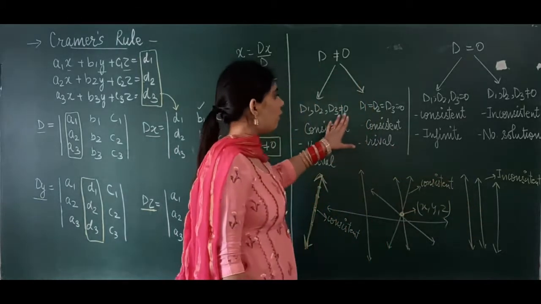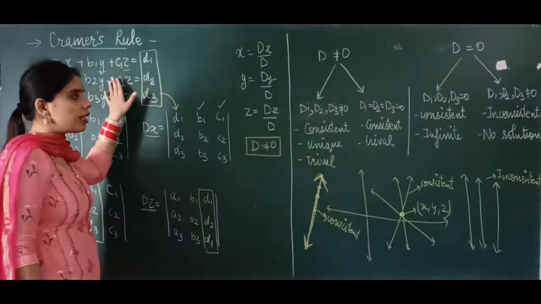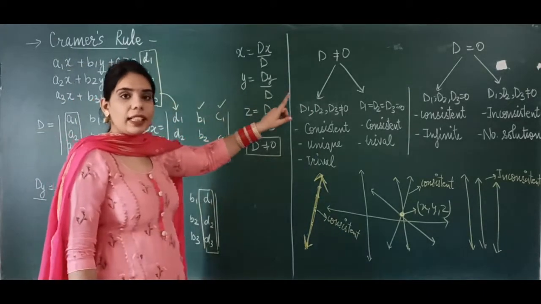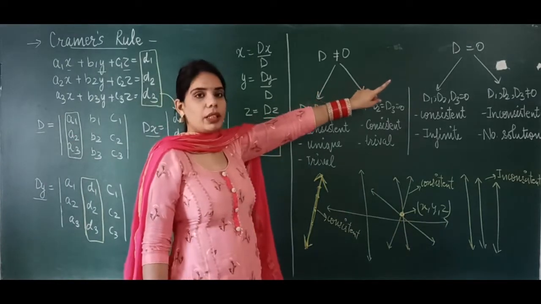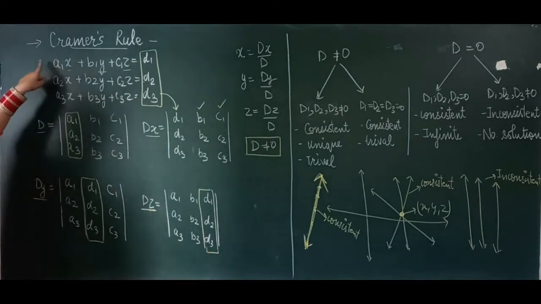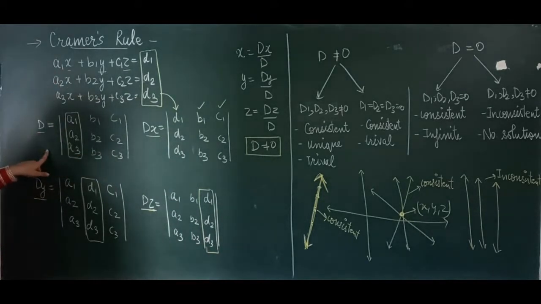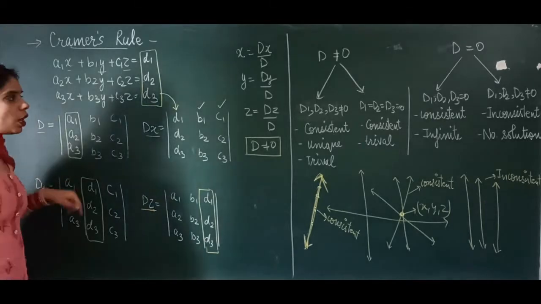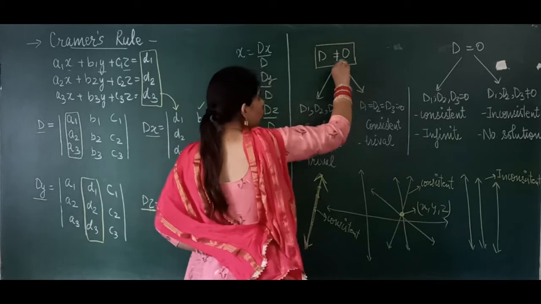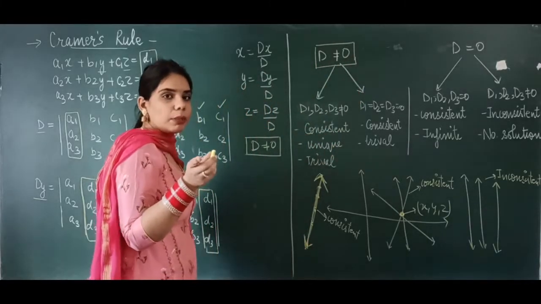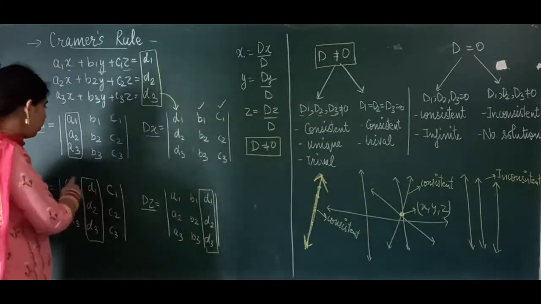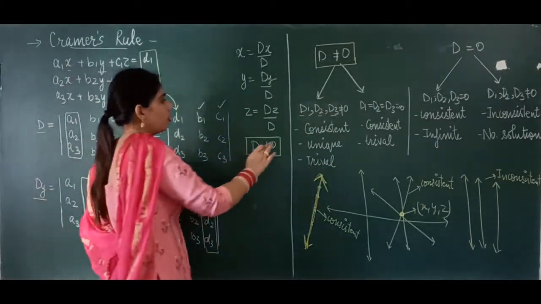So, how can we find whether the given equations have a consistent solution or not? We can find that with the help of determinant D. So, what was D here? D was the determinant of the coefficients of x, y and z. So, let's see. First, we will say when the determinant is non-zero, and d1, d2, d3 are Dx, Dy and Dz.